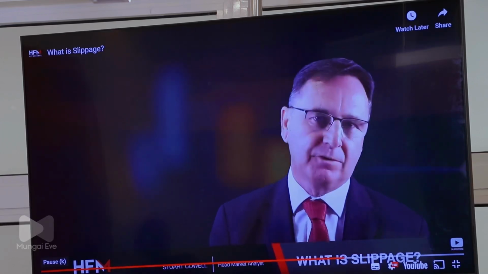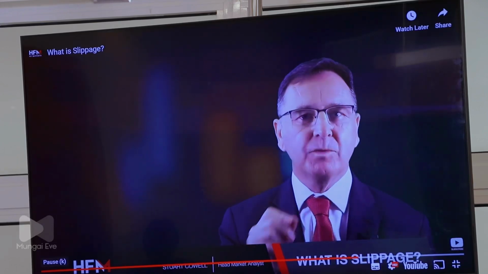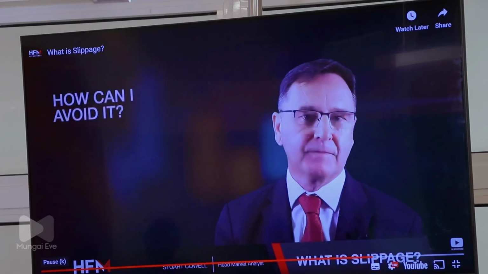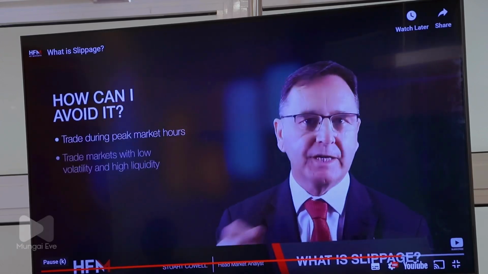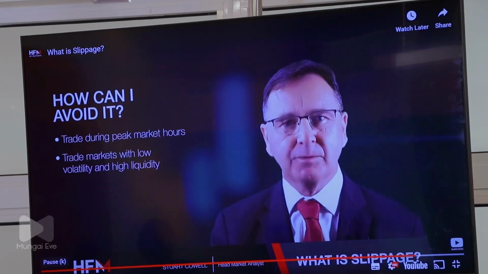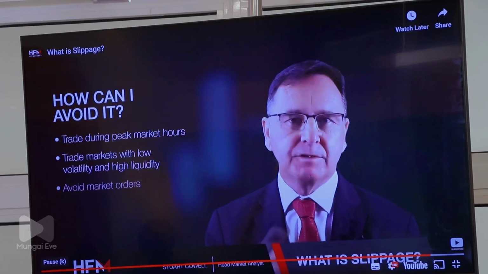Every trade involves a risk of slippage, but there are some ways you can try to limit your exposure. For example, trade during peak market hours. Trade markets with low volatility and high liquidity. Finally, avoid market orders.